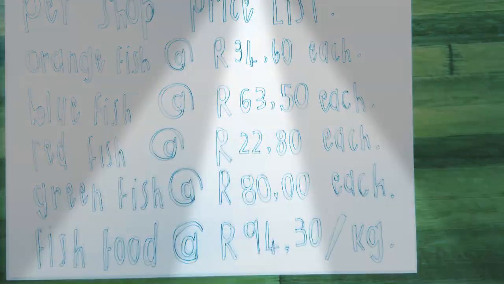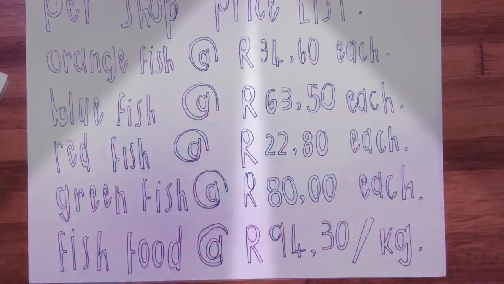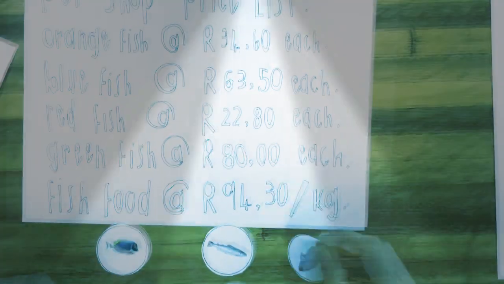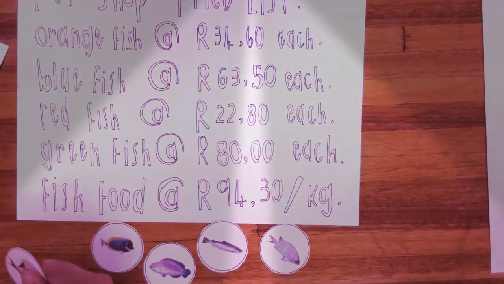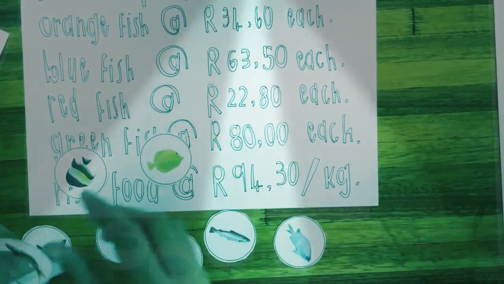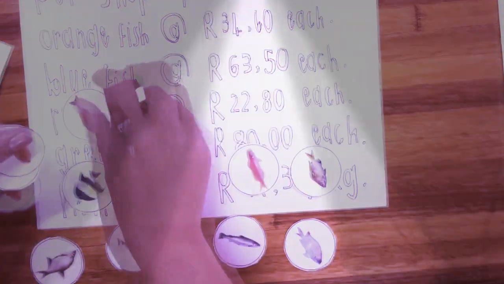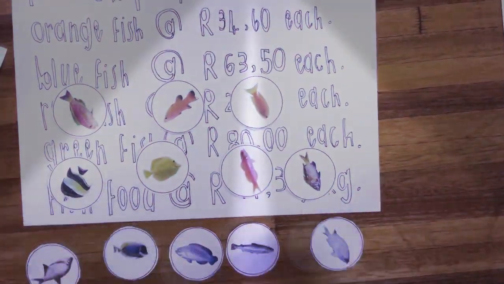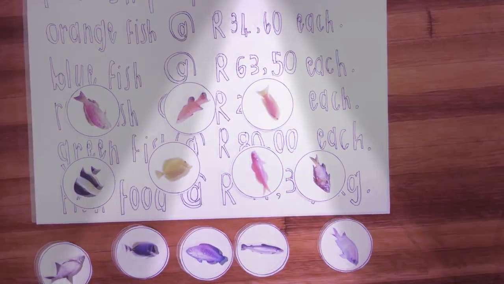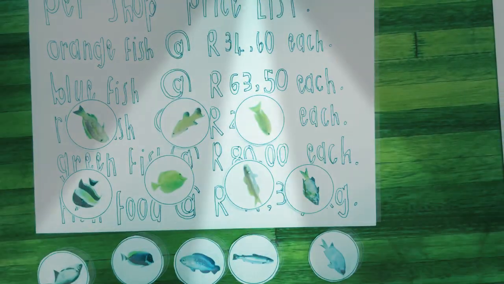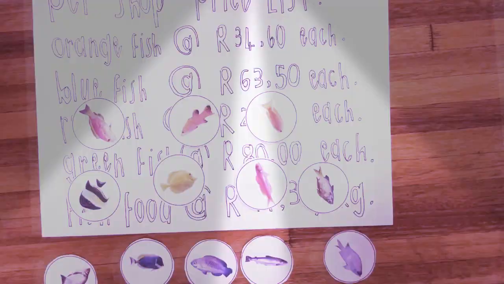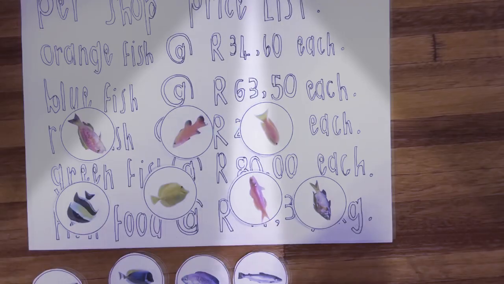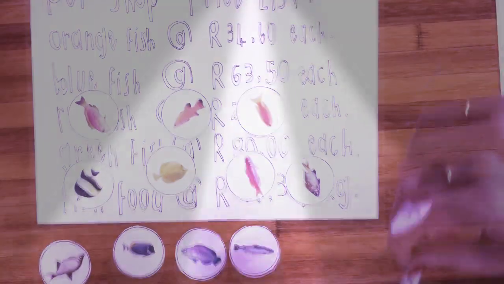Here's the price list, and here are some visuals of your fish, and their prices are also underneath, so you can count them out. So we have our orange fish and our blue fish. So how many blue fish is Andy going to buy? 3. Okay, well done. So you can look at them, which ones have prices underneath. There you go. Cool.